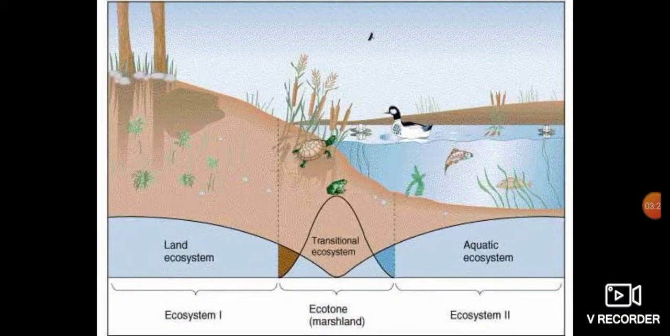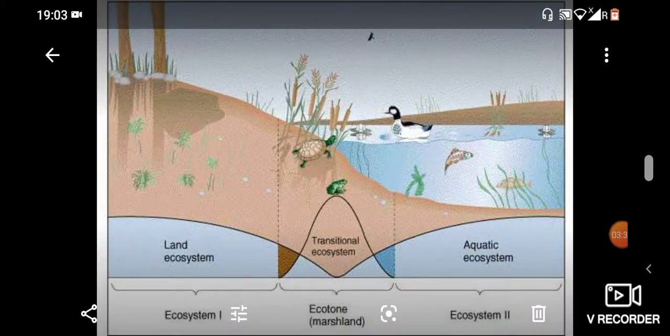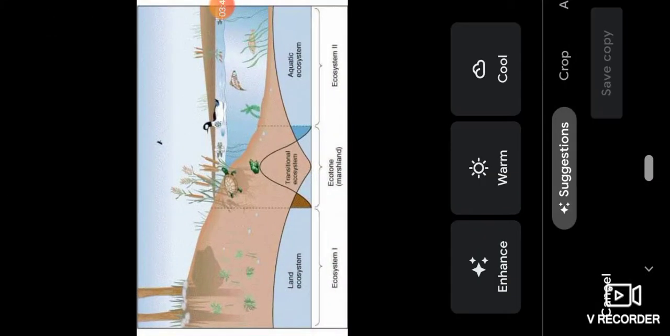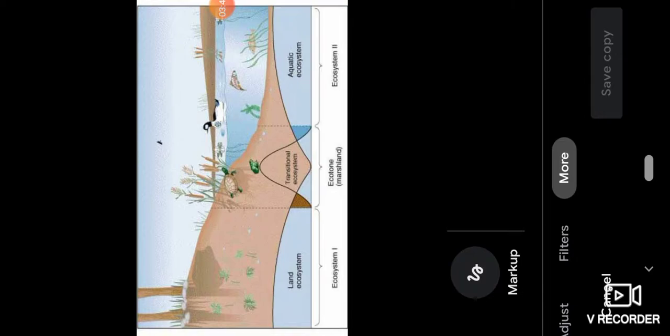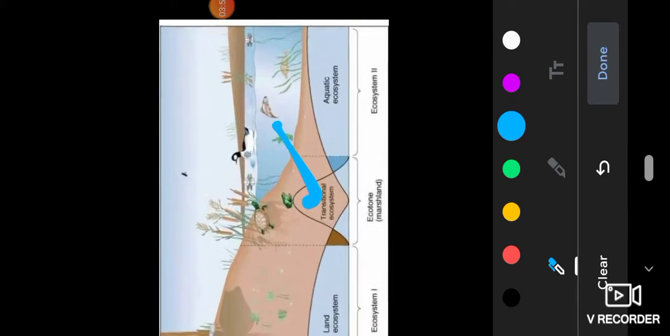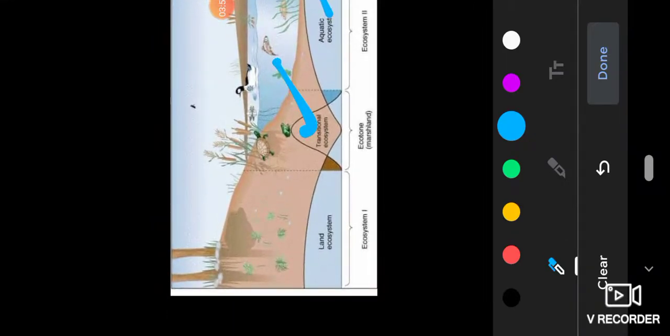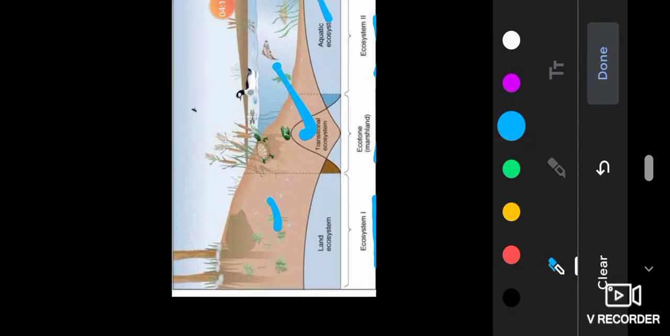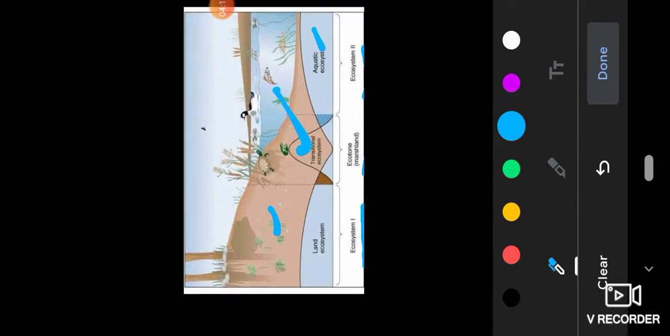so this is an example of ecotone. This is the example of the marshland ecotone, which is a transitional ecosystem between the land ecosystem and the aquatic ecosystem. As you can see in this picture, this is the transition zone, this is the aquatic ecosystem, and this is the land ecosystem. So ecosystem 1 is the land ecosystem, and ecosystem 2 is the aquatic ecosystem. And the ecotone, the marshland, is an intermediate stage that contains some characteristics of both the ecosystems, that is the transitional ecosystem.